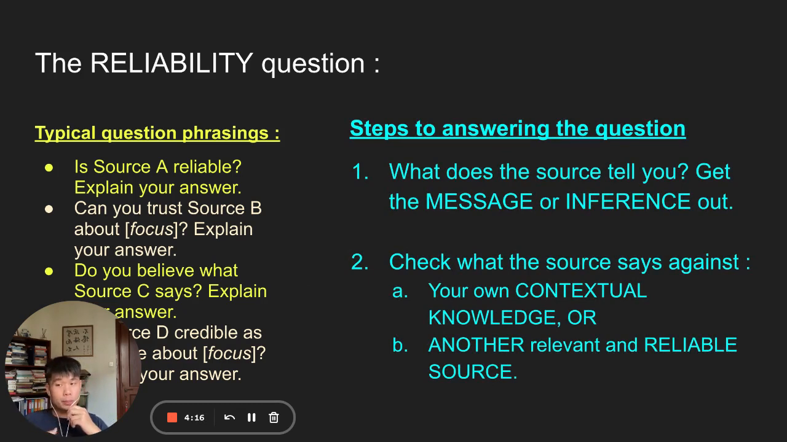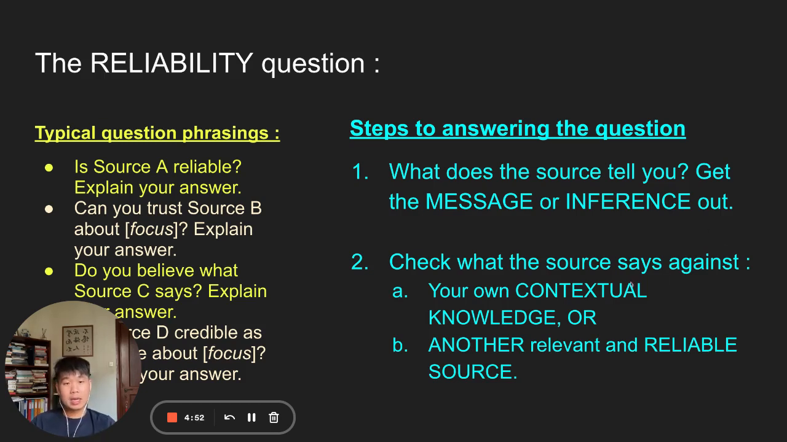And the way we would approach a reliability source-based question is, first of all, what is the source even saying? Get the message or inference out. Before we can test if a source is trustworthy, is reliable, is believable, is credible, we should first hear the source out. We should first understand what the source is trying to say, the claim the source is making. And once we have fleshed out the claim the source has made, we will test that claim against our own knowledge or against another source.